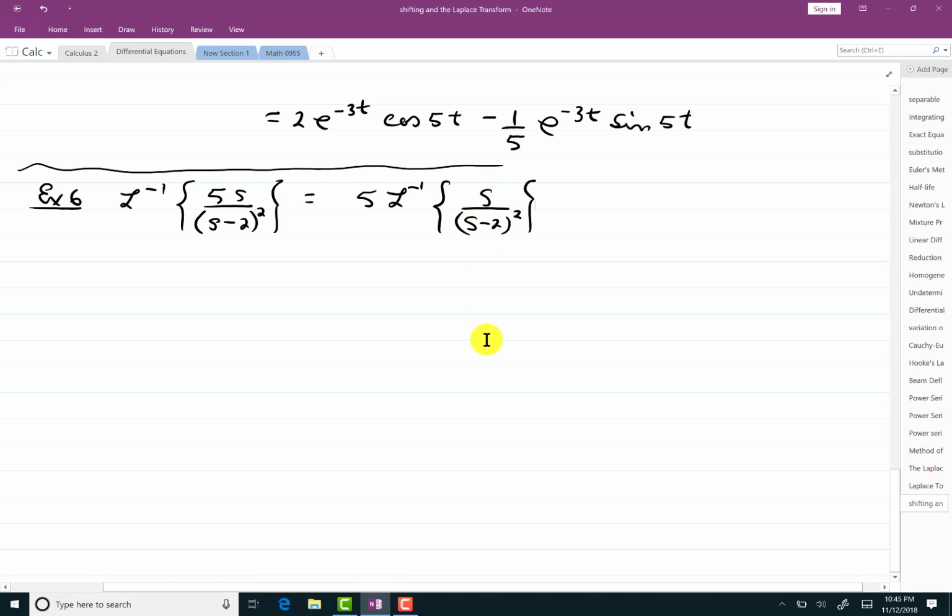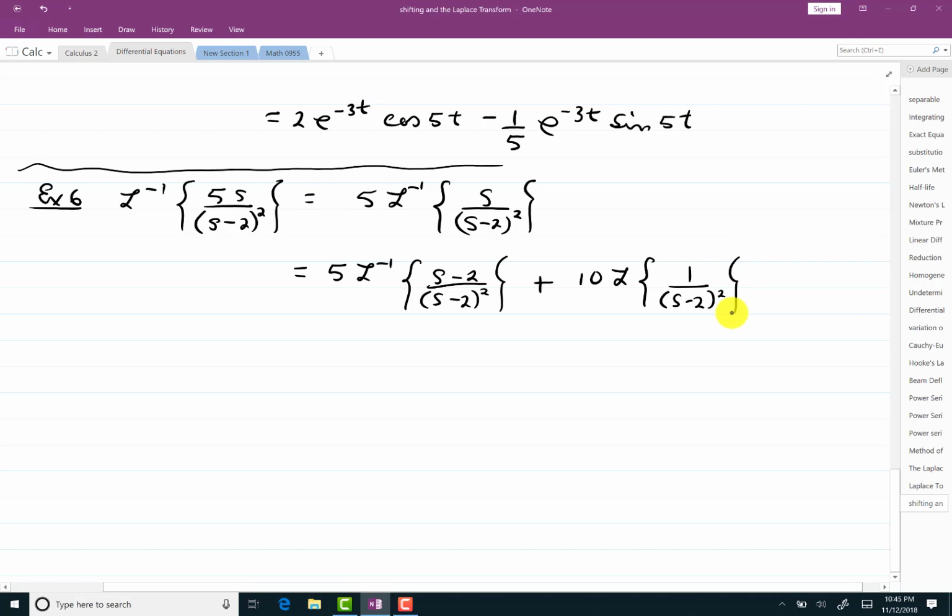What I can do instead is the following. I can do a little algebraic manipulation. I would like to match this s minus 2 with s minus 2 in the numerator. So I will do s minus 2 in the numerator divided by s minus 2 squared, but then I subtracted 2, which means I actually subtracted 10, so I'll have to add 10 of that, 1 over s minus 2 squared.